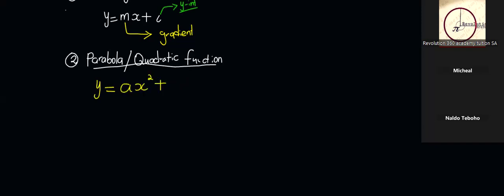One thing that you must always remember is that this a always represents the shape. The value of a represents the shape, right? It simply means we can have an instance whereby a is greater than 0, or we can have an instance whereby a is less than 0, right? So when a is greater than 0, it means the value of a is positive.